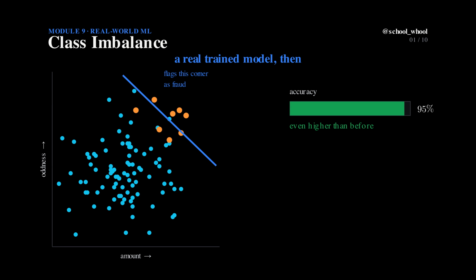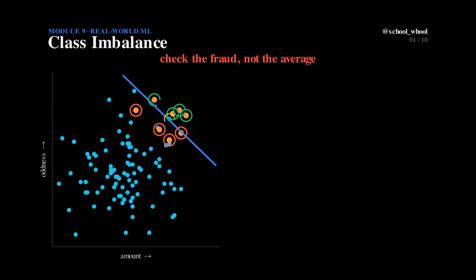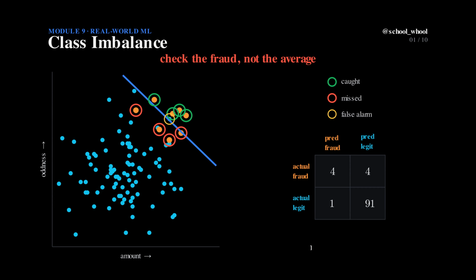But we've learned our lesson. Check the fraud directly. Green means caught, red means missed, and yellow means a false alarm on a legit payment. 4 frauds caught, 4 still missed. In the matrix, 4 true catches, 4 misses, 1 false alarm. Recall is only 50%, a higher accuracy, and it still misses half the fraud.